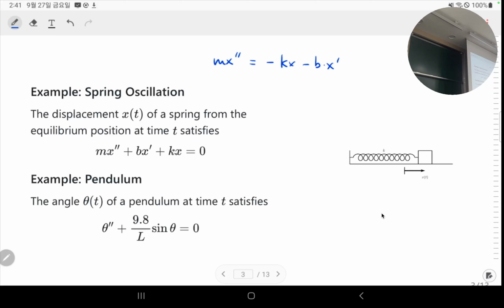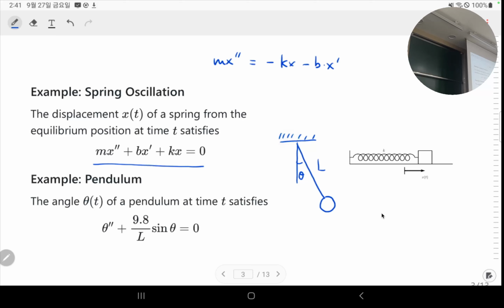And if you put the right-hand side to the left-hand side, then you get this equation. So that's the spring. And there's another type of motion that you can write as a differential equation, which is the pendulum. Think about the pendulum hanging on the ceiling, where theta changes over time, and there is the length of the pendulum, and here it's fixed on the ceiling.